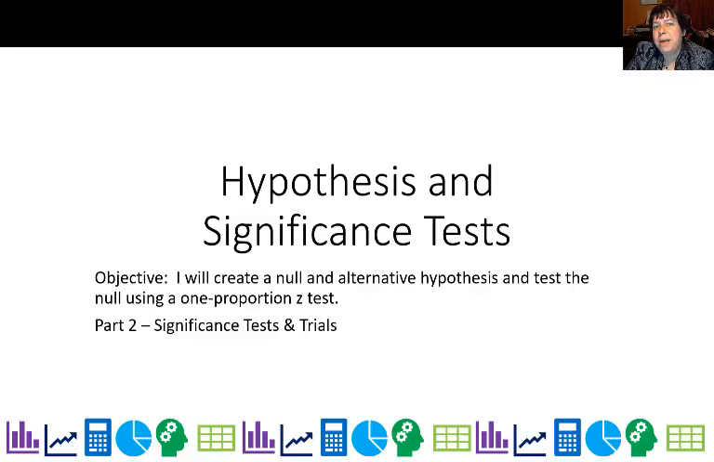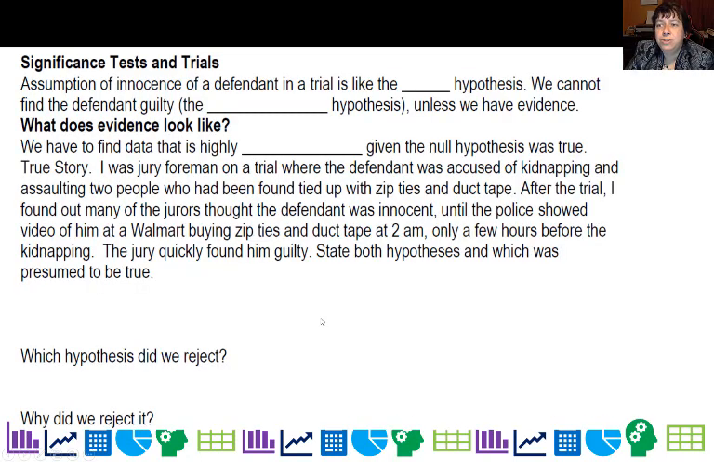Now we're going to talk about how we test the data or put it on trial. So, the assumption of innocence of a defendant in a trial is like the null hypothesis. We cannot find the defendant guilty, the alternate hypothesis, unless we have evidence. So, what does evidence look like? Well, it means that you have to find data that is highly unlikely if the null hypothesis were true.